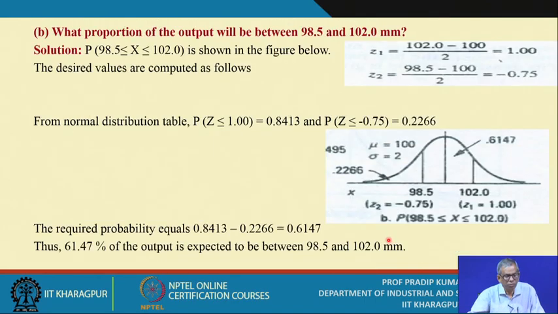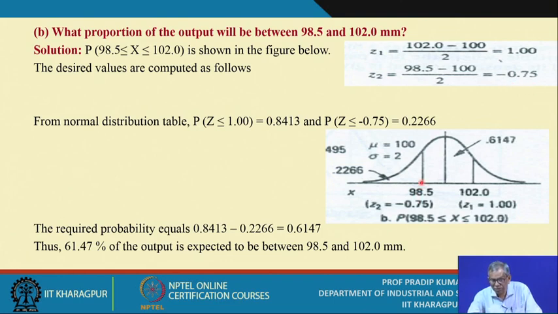Okay, so what proportion of the output will be between 98.5 and 102? So what you try to do, against 102 you calculate the corresponding Z1. Is it okay? When the mean and the standard deviation are known. So this is 1.00, and similarly against 98.5, what is this Z2? That means 98.5 minus 100 divided by 2, that means minus 0.75. So now what you try to do is find the area under the curve between z equals 1.0 and z equals minus 0.75.